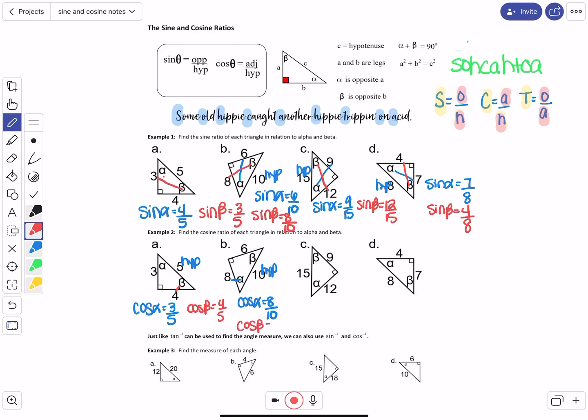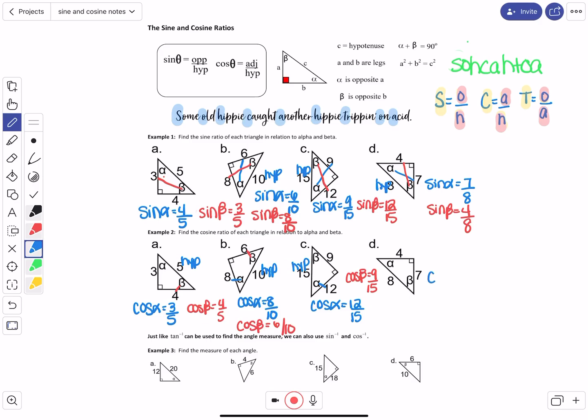Cosine of beta, so the 6 is close to the beta, so it's going to be 6 over 10. All right, for C, cosine of alpha. Okay, so here's my hypotenuse. Cosine of alpha, the 12 is the closest to it, so 12 over 15. And let's do beta. We'll stick it up here. Cosine of beta is 9 over 15.